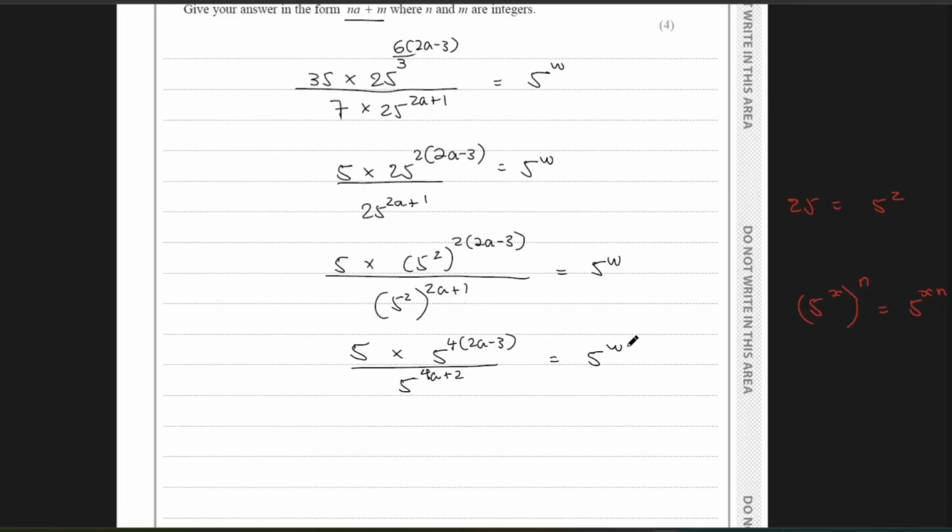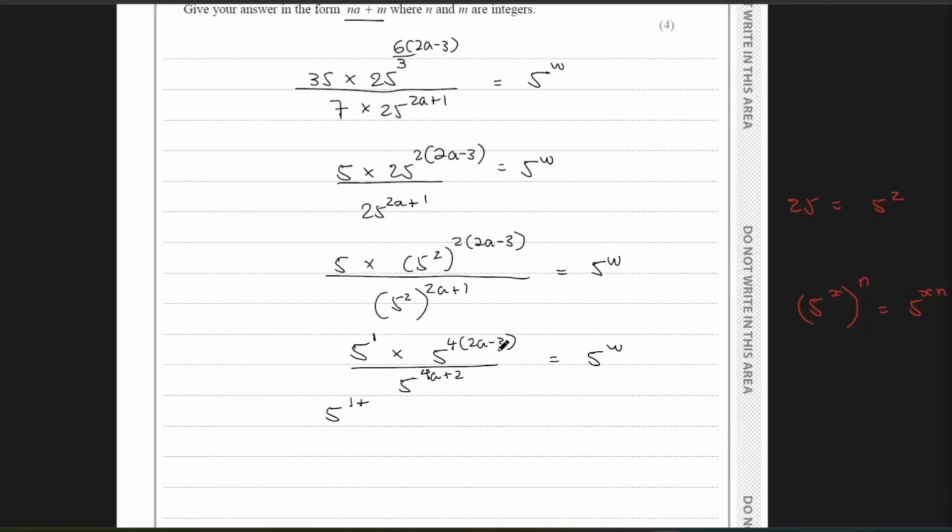Okay, on the left-hand side, we have 3 bases, which have 5. We can join them together. So this 5 has a power of 1. So we can use the laws of exponent. We can add the powers. If the bases are the same, and if they're multiplied, we can add the powers. If they're divided, we can subtract the powers. So we'll say this is 5 to the power 1 plus.